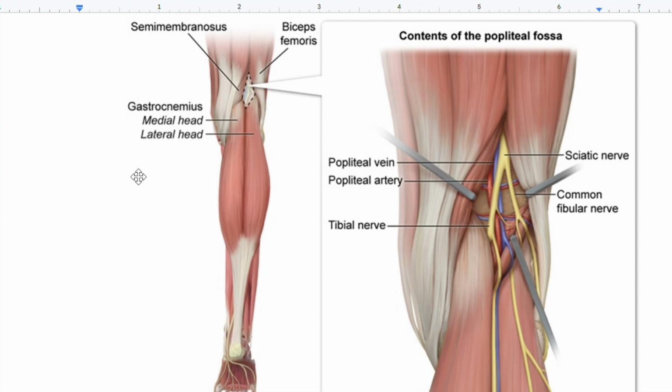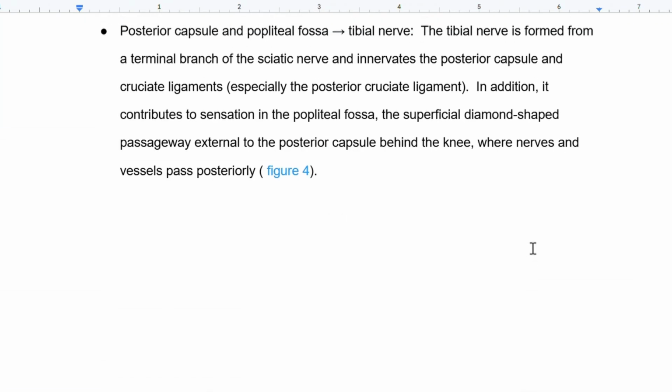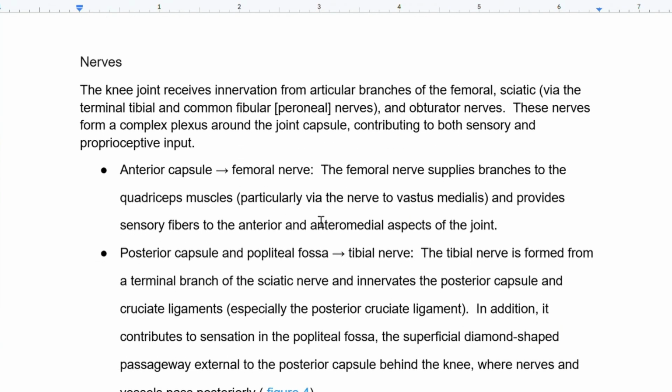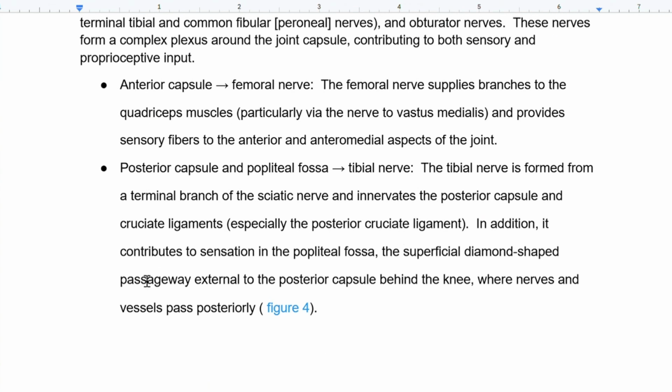Okay. Popliteal fossa, you can see. So we have the tibial nerve, and then we have the common fibular nerve. They're coming off that sciatic nerve in the back. And this femoral nerve that we had for the anterior capsule is not shown back here, just to clarify. This figure is just for the second part.